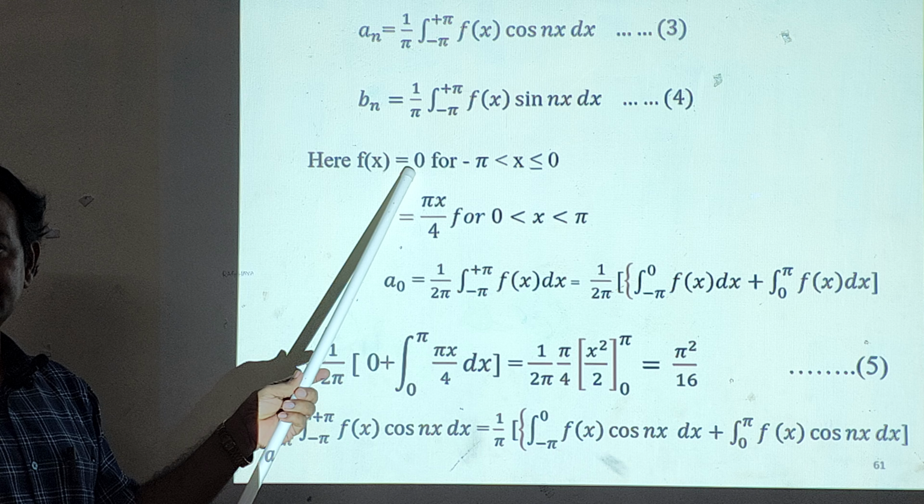Now we'll go for the next problem. Find the series of sines and cosines of multiples of x which represents f of x in the interval x lies between minus pi and plus pi, where f of x is given by 0, x lies between minus pi and 0, and pi x by 4, x lies between 0 and pi. Okay, we'll find out the Fourier sine and cosine series, and we are going to deduce this expression.